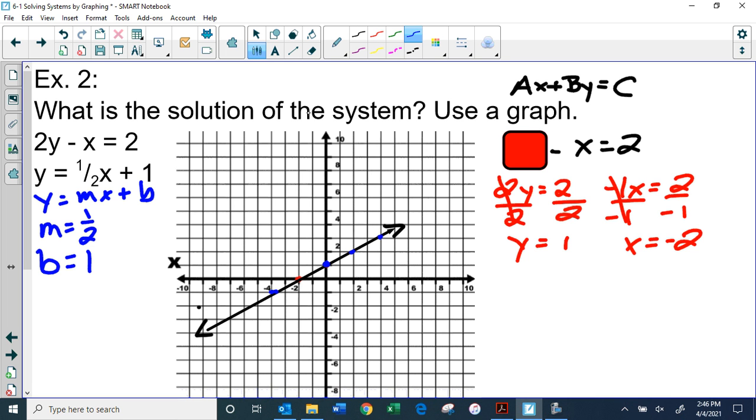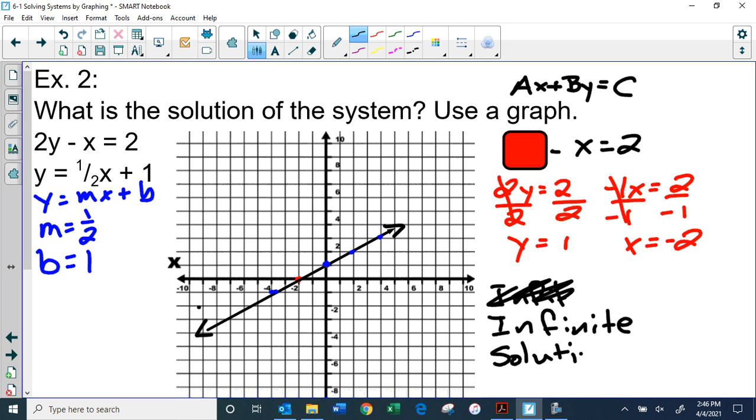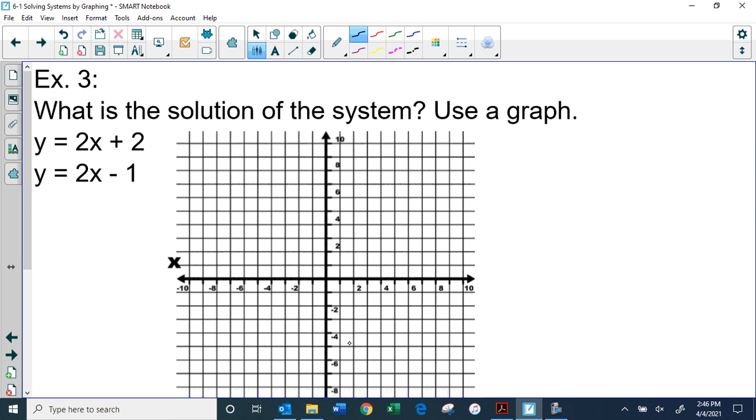So what is the solution to this? The solution is that there are infinite solutions. That's not how you spell infinite. I-N-F-I-N-I-T-E. Infinite solutions. Because the lines are the same lines. So remember, there's either one solution if they cross, infinite solutions if they're the same, and then if they're parallel and they don't cross, then there's no solutions. So guess what the next example is?